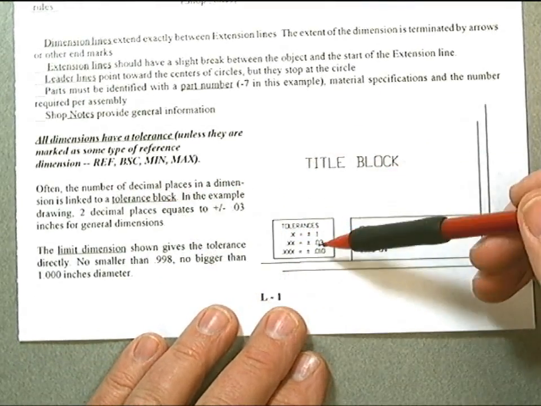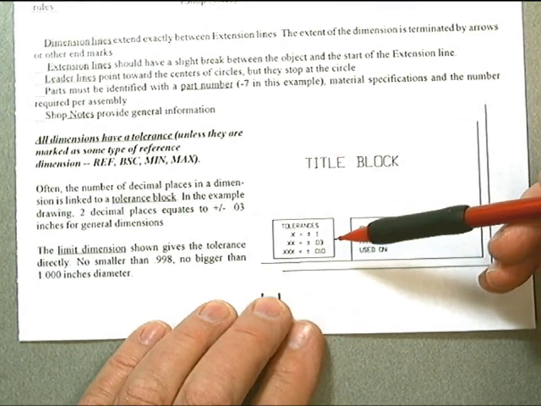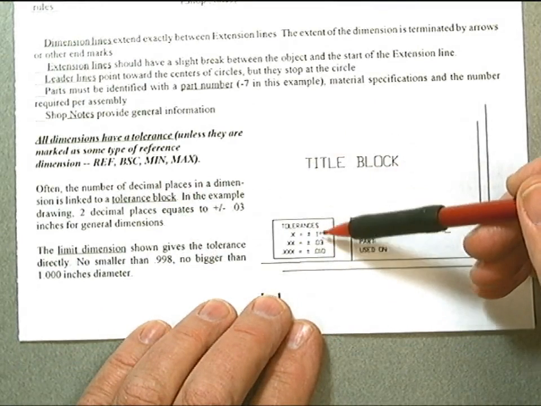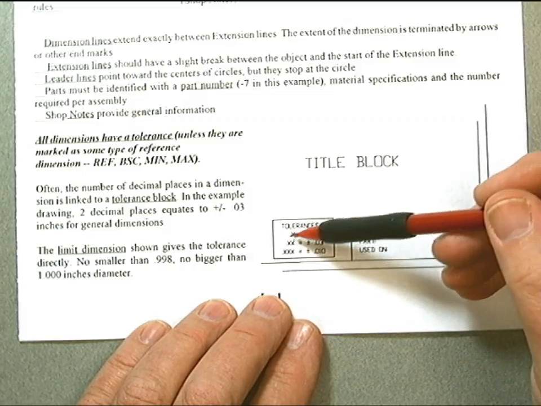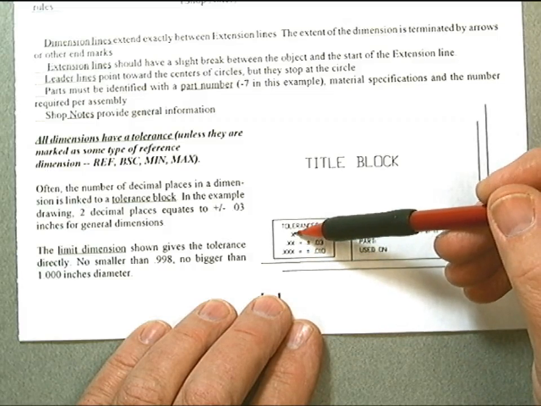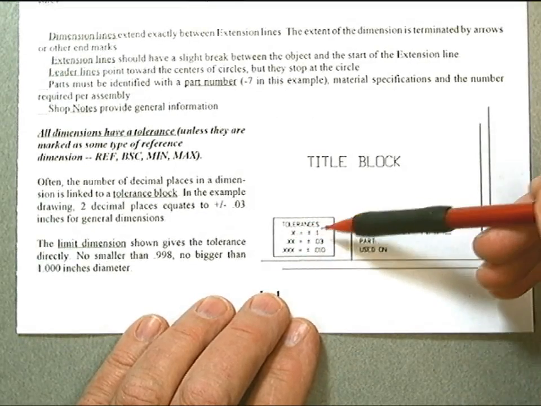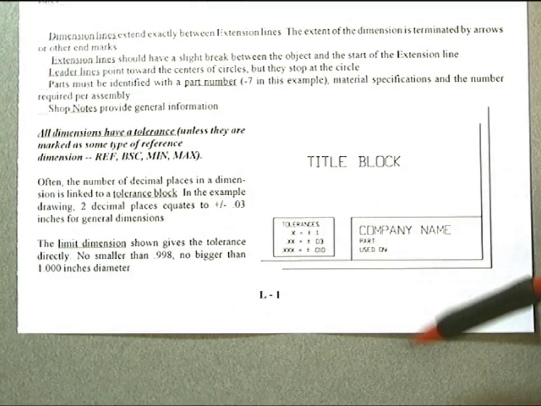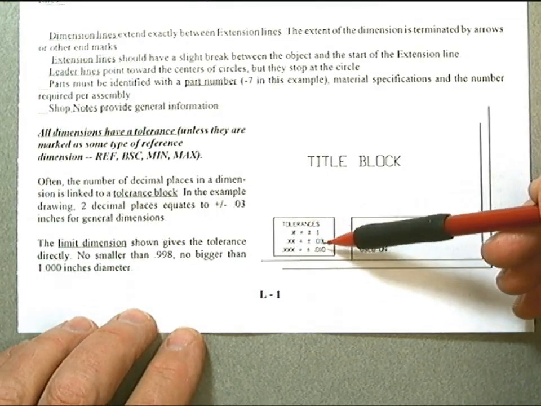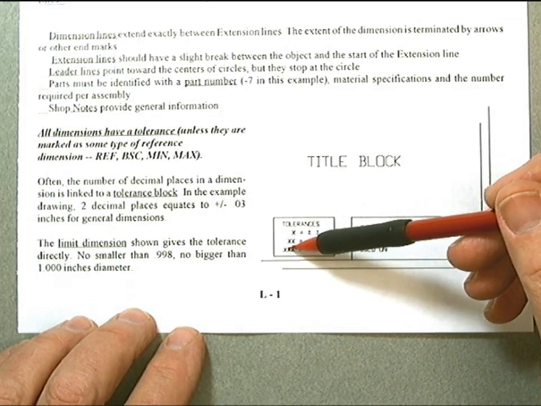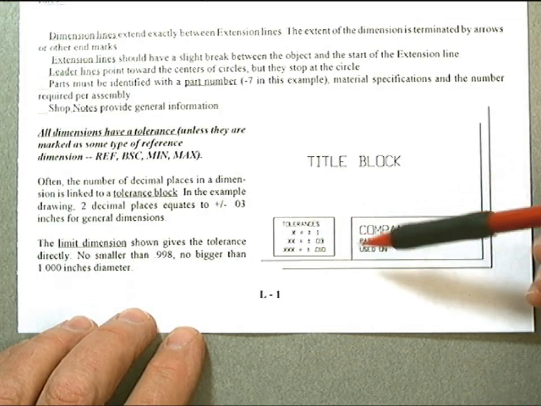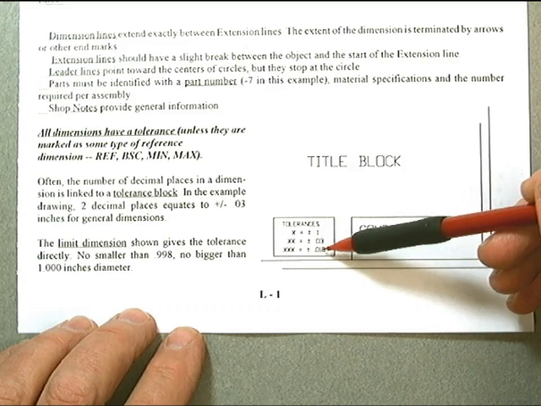Oftentimes the number of decimal places will depict how much tolerance or how much it's going to be controlled. So for instance here, if it's just a 1-place decimal, then it's plus or minus 1/10 of an inch. 2-place, it's 3/100ths of an inch plus or minus. 3-place decimal might be 10 thousandths or finer.